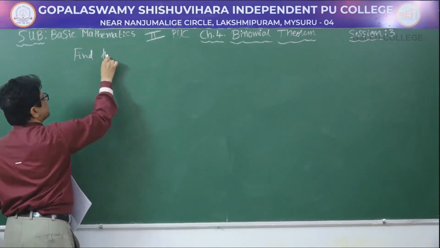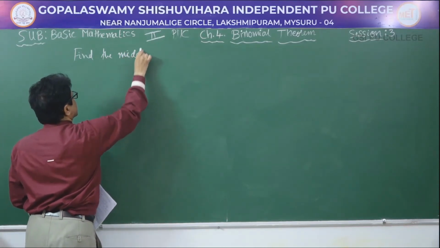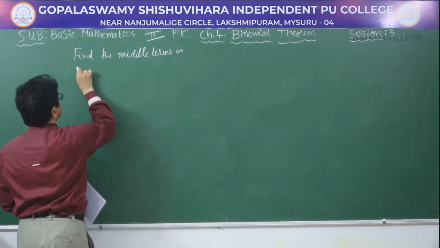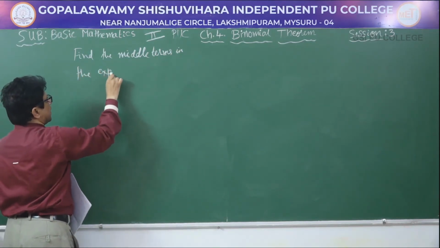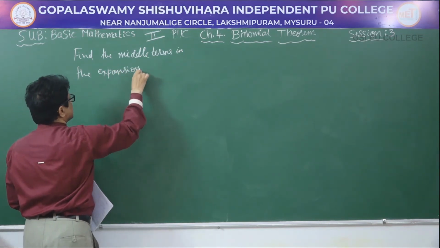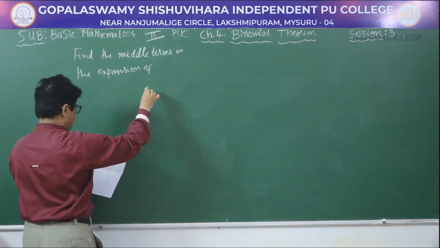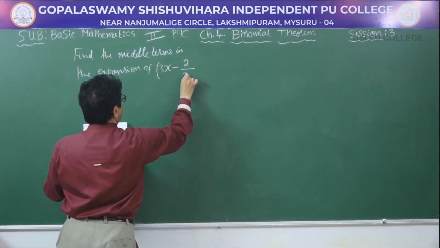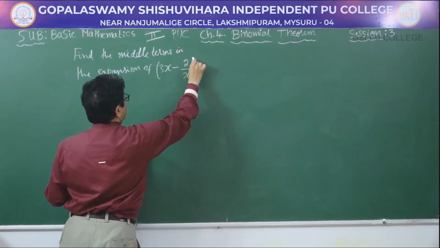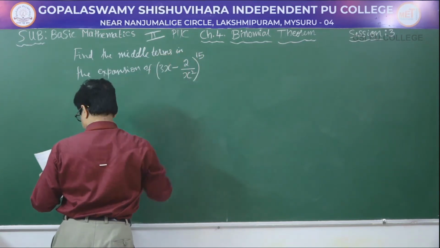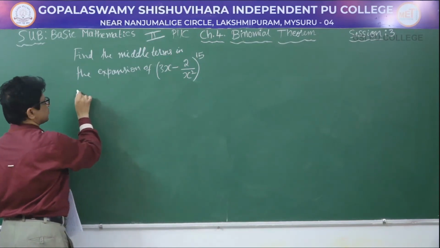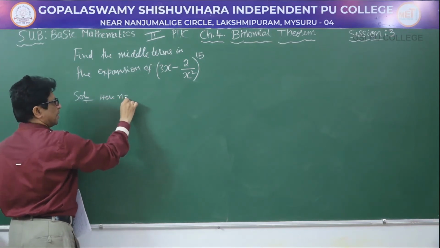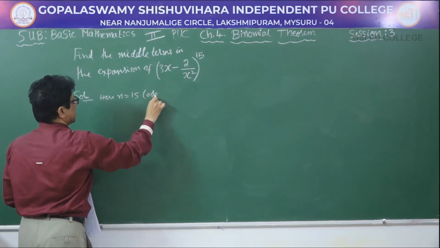Find the middle terms in the expansion of (3x minus 2 by x square) whole power 15. Here n is equal to 15, which is nothing but odd.